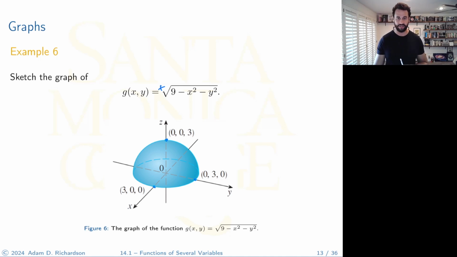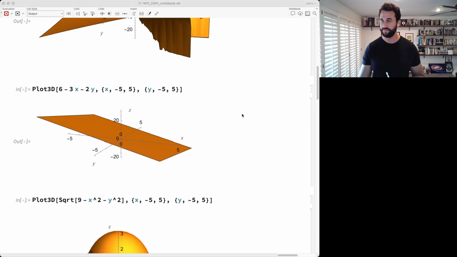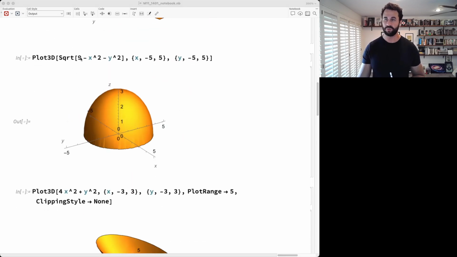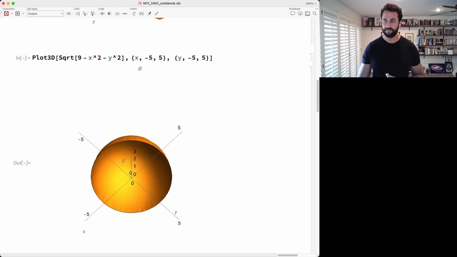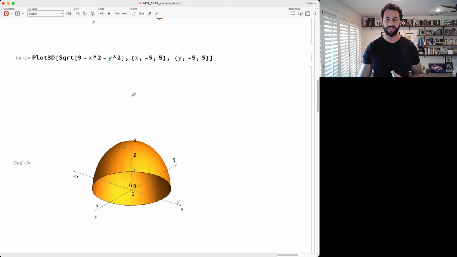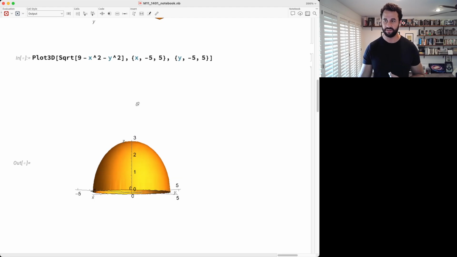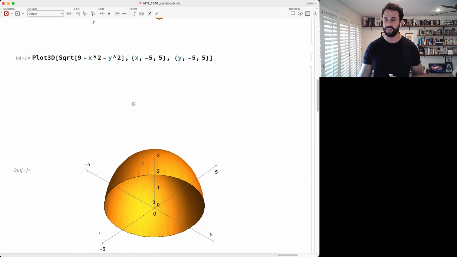Right. Let's take a look at it in Mathematica too, just so I can move things around a bit. Here we go. Square root of 9 minus x squared minus y squared, and here it is. Remember, it's just the surface of this half sphere, of this hat. Yeah, it's the surface of the half ball. So it's not including the inside, just the surface.